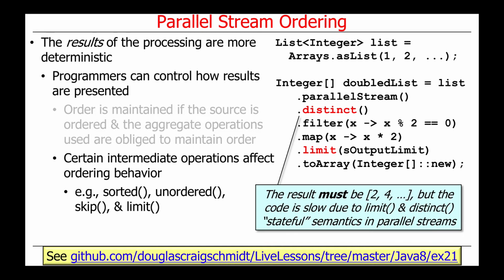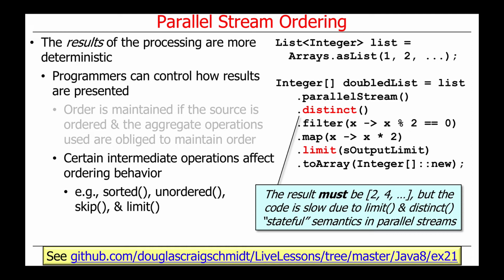Certain of the intermediate operations will affect the ordering behavior. And that's because certain of the operations are so-called stateful. What stateful basically means is that some operations have to keep track of what's happened up to that point in order to be able to provide the right semantics. So as you can see here, things like sorted, skip, limit, and so on. Those operations will affect the way in which parallel processing takes place.